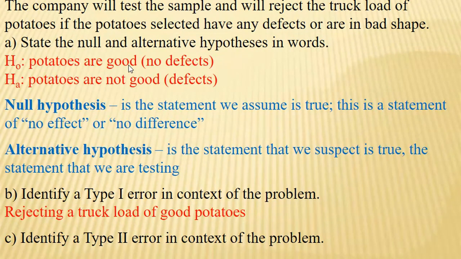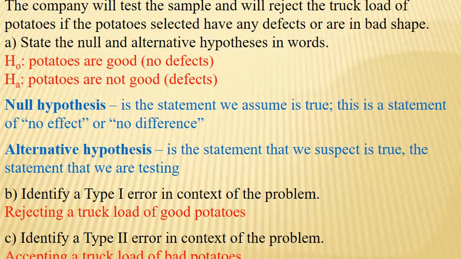This first time is going to be confusing, but the more you practice, the better it'll be. So let's try it the same way with the type 2. A type 2 error, I'll read you the definition one more time. Type 2, it is failing to reject a false H0. So in a type 2, H0 is false, but you failed to reject it. So in this scenario, the potatoes were bad, but you did not recognize that. Or in other words, you accepted a truckload of bad potatoes.